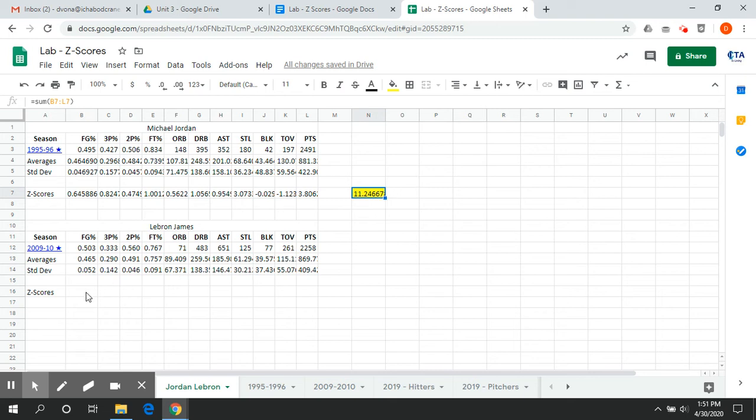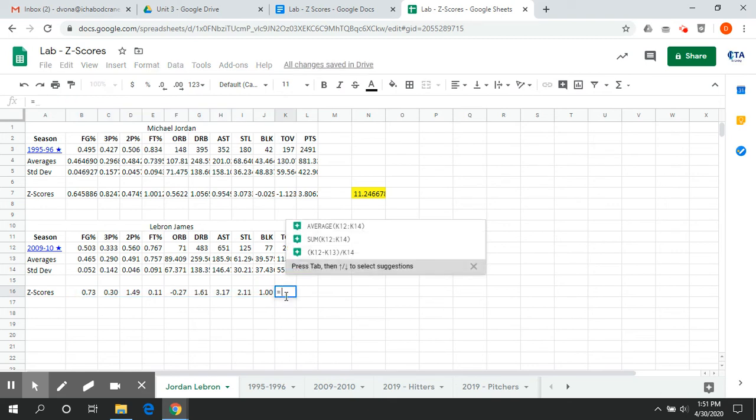So let's now do the same thing for LeBron and see who comes out on top. All right, so equals again, observed minus average divided by the standard deviation. We'll drag it across. Again, I'm going to stop here at turnovers because that one is the negative one. So I'm going to do negative and then just type my formula in again.